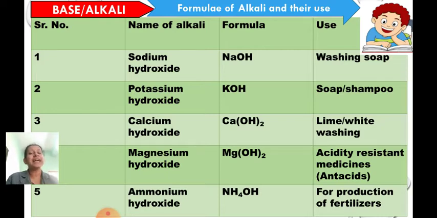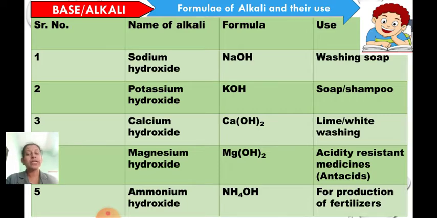The first alkali is sodium hydroxide, when dissolved in water. The formula is NaOH. Sodium is Na, OH means hydroxide, so sodium hydroxide is NaOH. It is used in washing soap. Sodium hydroxide is commonly also called caustic soda, and it is used in washing soap.